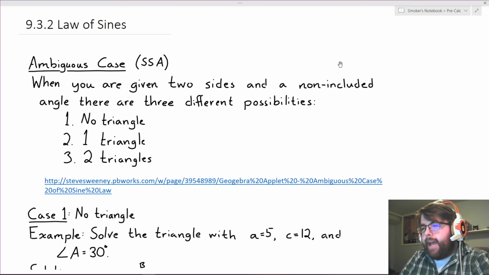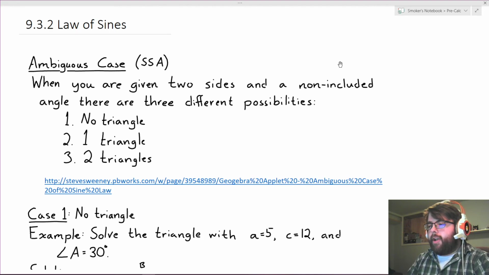One of 3 things can happen when you're given 2 sides and a non-included angle. You can either have no triangle, you can have a triangle like normal, or you could possibly have 2 triangles.